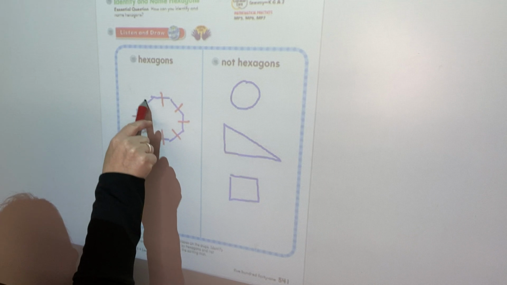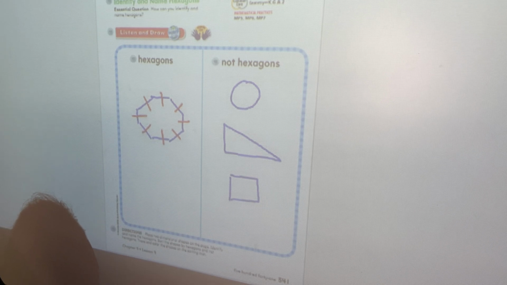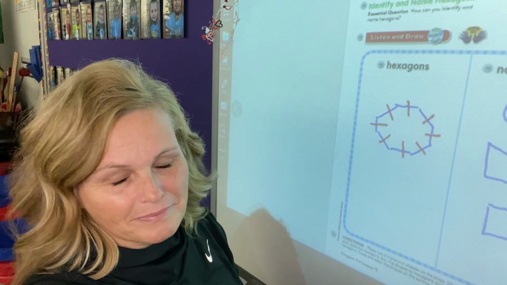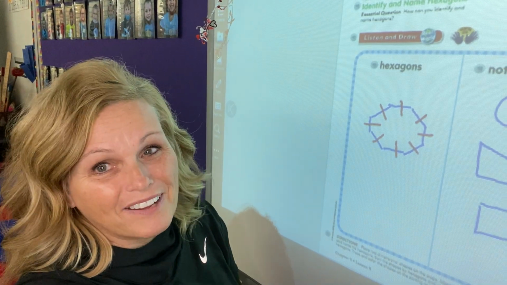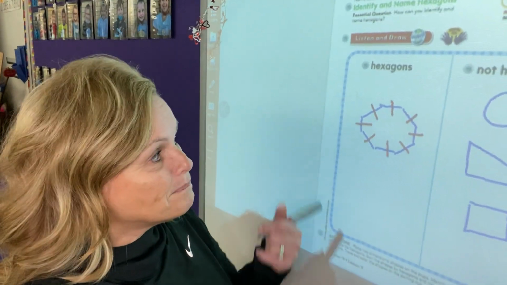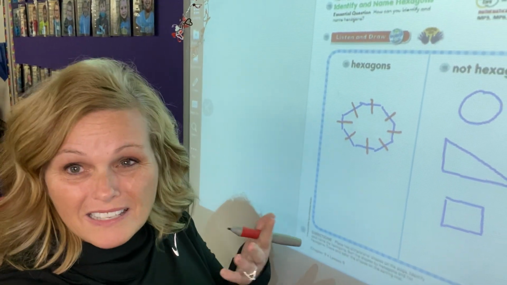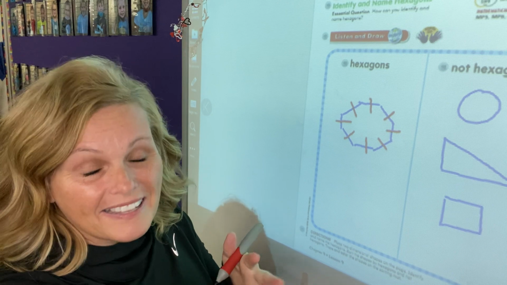6, 7, 8. That is not a hexagon. What is that? That's called an octagon. I'm sorry, I was wrong. But it's good to know, right? You know what an octagon is? And I made a mistake. Is it okay to make mistakes?